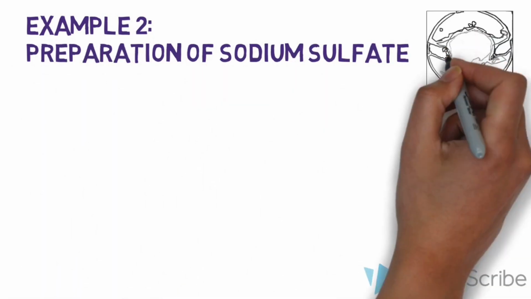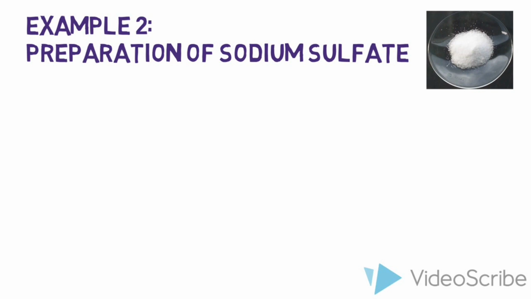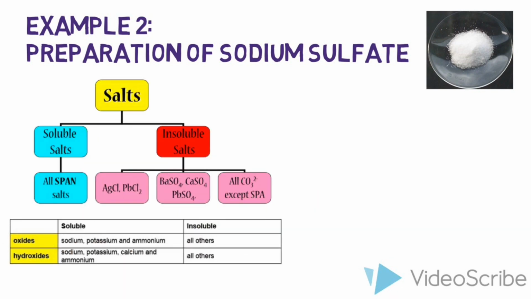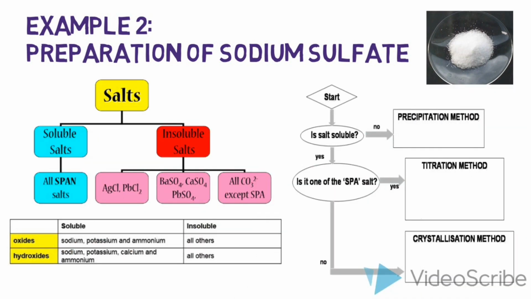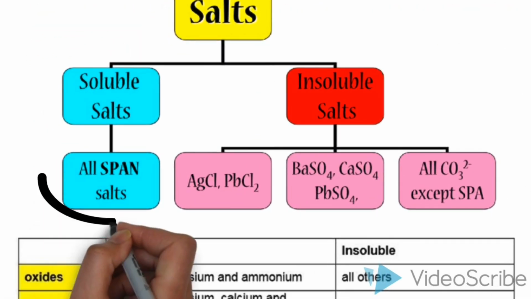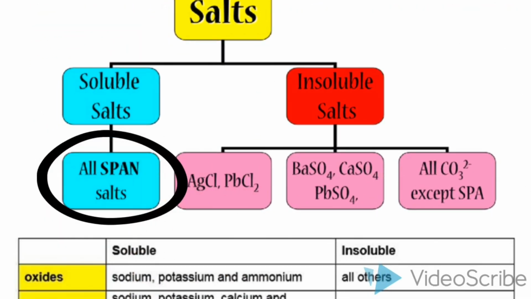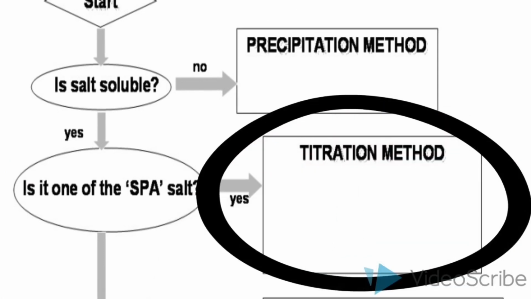In example 2, we'll be preparing sodium sulfate salt. Once again, take a look at the solubility table and identify the solubility of sodium sulfate. Yes, sodium sulfate is actually a sodium salt, and so it falls under the category of sodium salts, which are all soluble. And the method to use is the titration method.